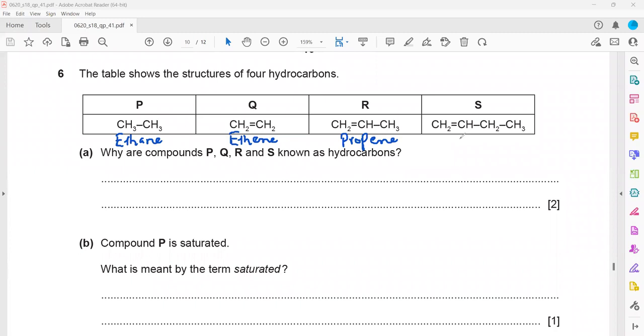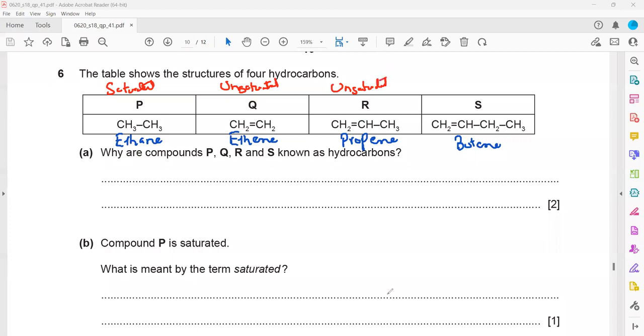What is the name of compound S? Butene. Because there are 4 carbons, that's why but, and the double bond is at the first position, so it's but-1-ene, or you can also say butene. Then hydrocarbons can be saturated or unsaturated. If they have a single bond, that type of hydrocarbon is saturated. This will be unsaturated.